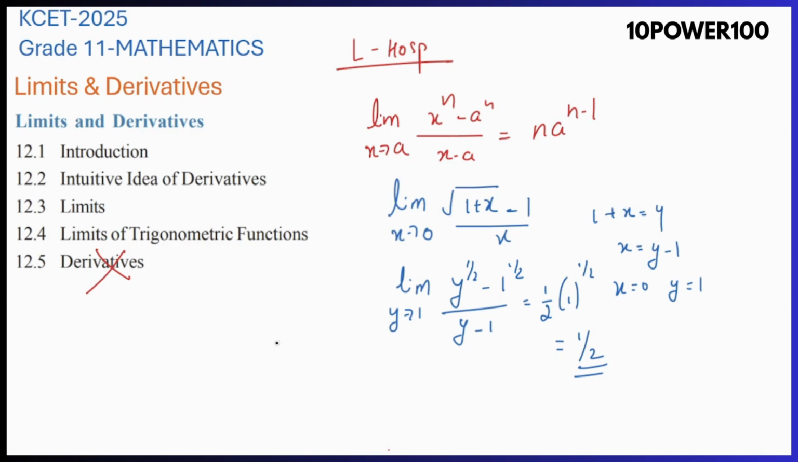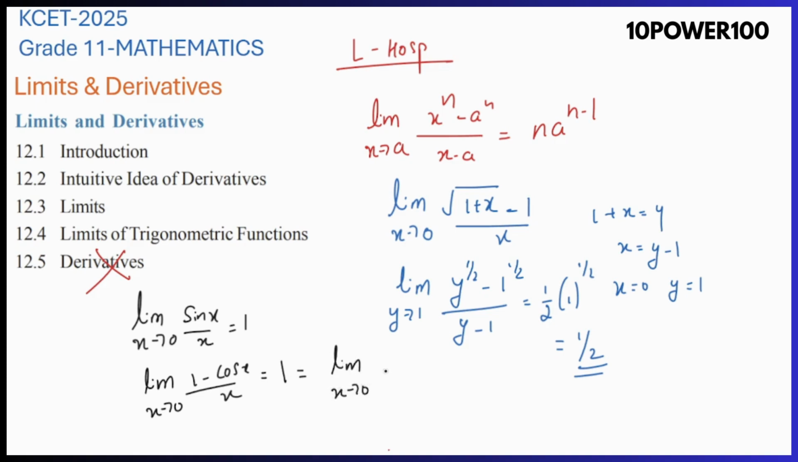Next, we have some standard formulas based on the sandwich theorem. Limit x tends to 0, sin x by x is equal to 1. So this is one formula. Next we have limit x tends to 0, 1 minus cos x by x. This result is also 1. Next, in the same way, limit x tends to 0, tan x by x. Even for this, the answer is 1. So use all of these to solve problems based on limits.